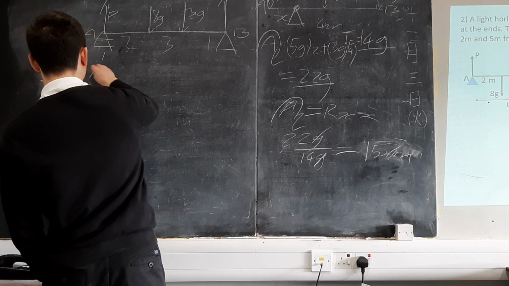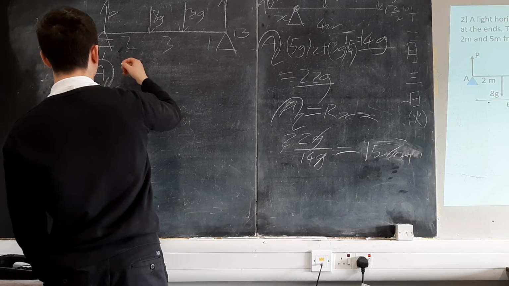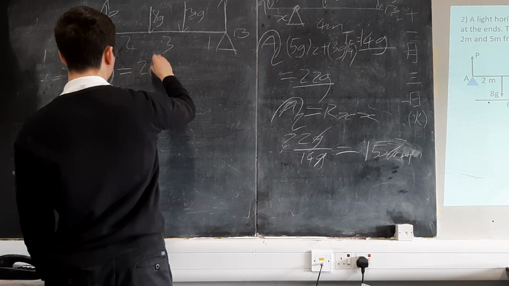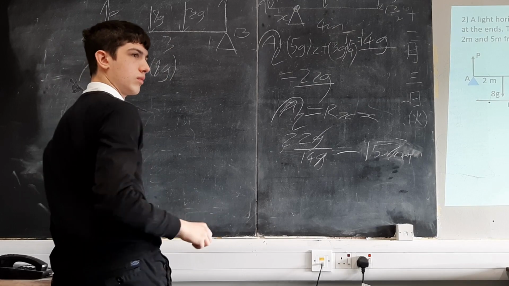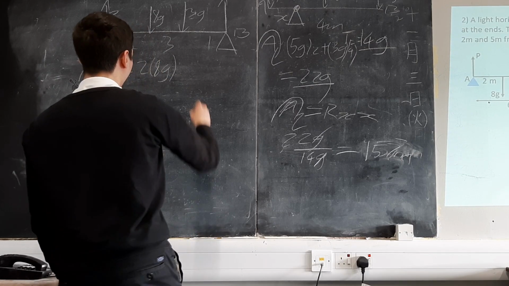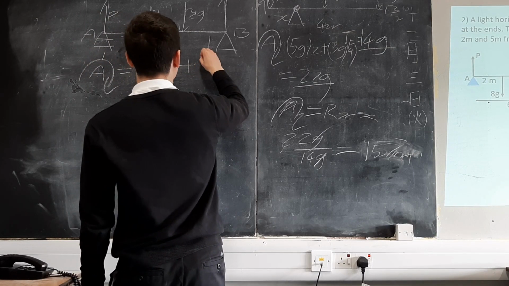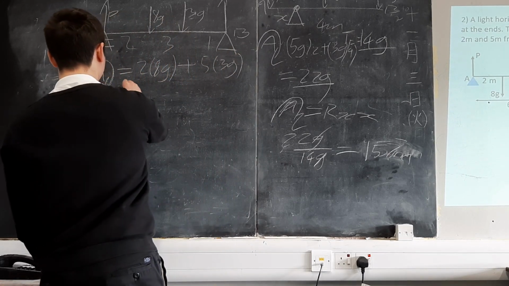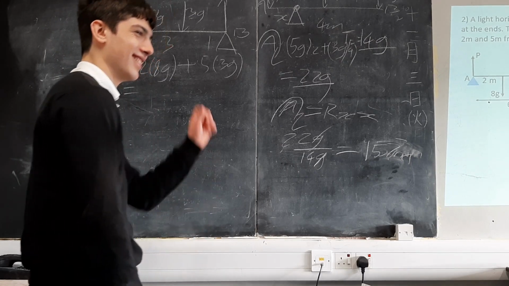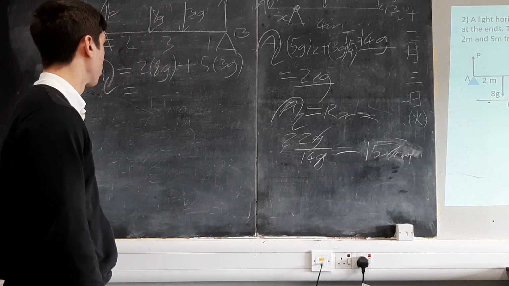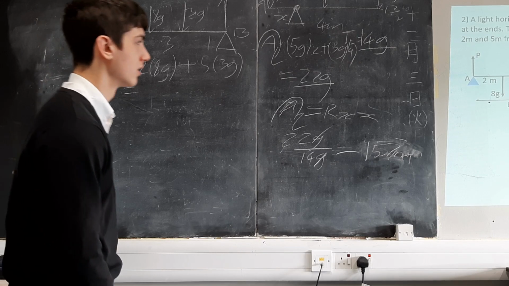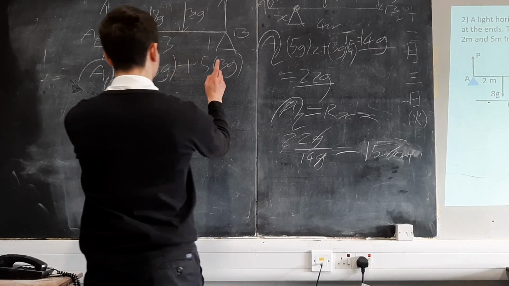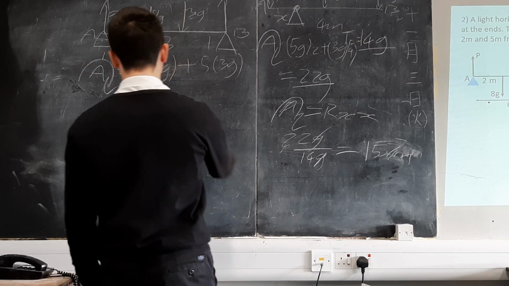So we're going to find A first, because A is our boy, equals 2 times 8G. Wait, did I copy that? No, wait. 5 times 3g. 18 plus 15. Wow.